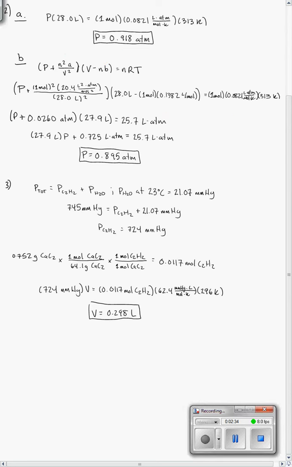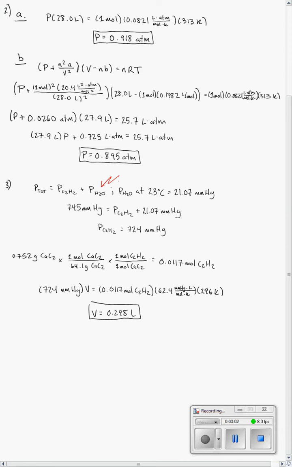Number 3 is a gas stoichiometry problem where we collect a sample over water. When we collect something over water, it's your basic gas stoichiometry problem with an added step. The added step is that we have to account for the partial pressure of water vapor. The total pressure that we collect is a combination of this C2H2 and this water vapor. Whenever you see collect over water, it means you have to worry about the pressure of water vapor.